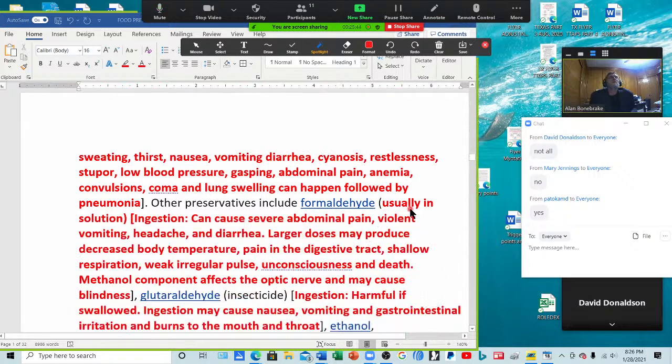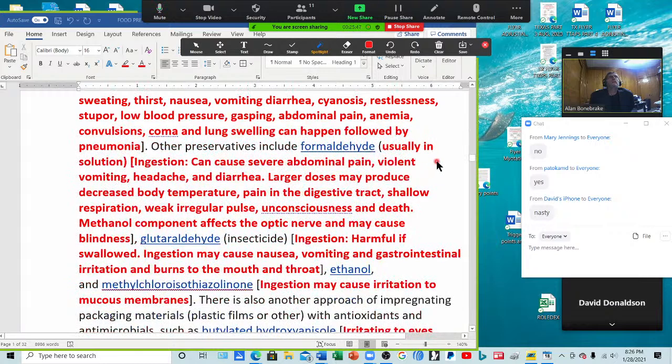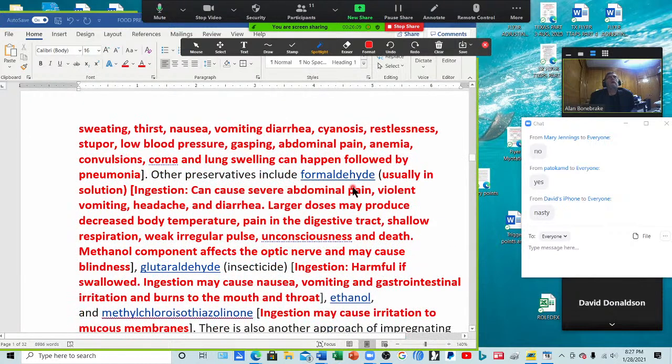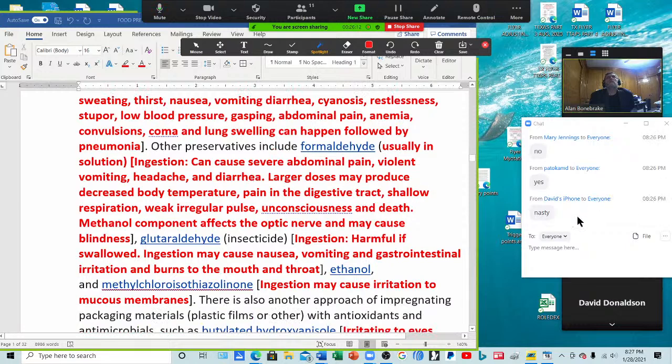Okay, other preservatives include formaldehyde, usually in solution. Ingestion can cause severe abdominal pain, violent vomiting, headache, diarrhea. Larger doses produce decreased body temperature, pain in the digestive tract, shallow respiration, weak irregular pulse, unconsciousness, and death. Methanol component affects the optic nerve, may cause blindness. How many of you knew that formaldehyde in some foodstuffs could cause that as a preservative? Okay, one person knew it.